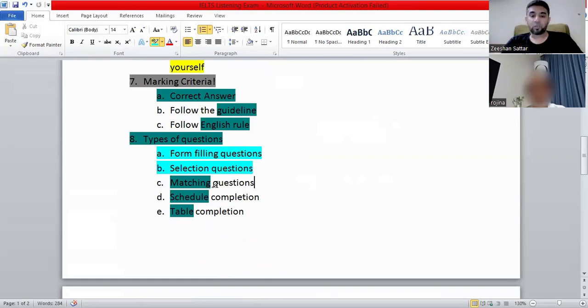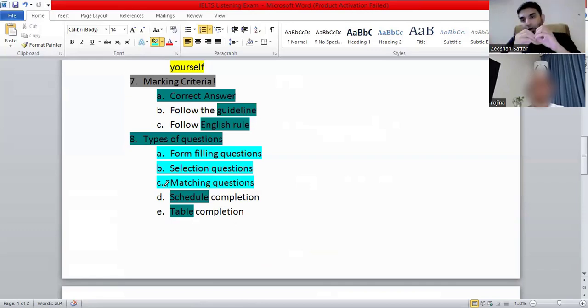And number 3 is the matching question. On one side, you are given the characteristics. For example, on one side you are given names, or on one side you are given the variables. On the second side you are given the definitions, and you have to create the match, that definition 1 belongs to name number 3, and definition B belongs to name number 1.